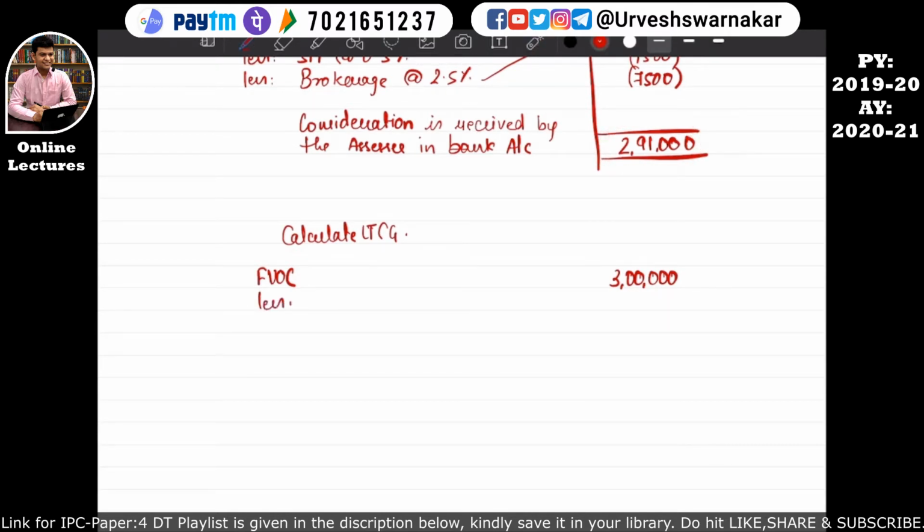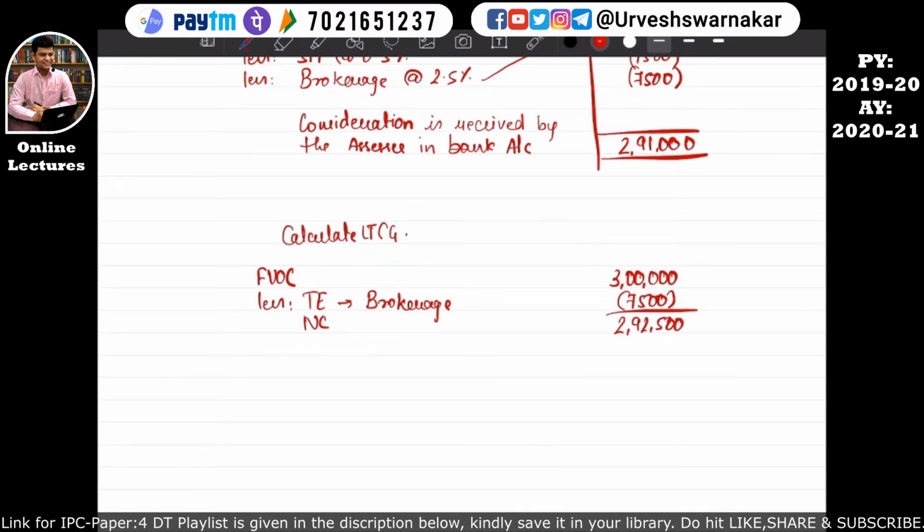And further, we can reduce transfer expenses, and transfer expenses include brokerage also. So brokerage of rupees 7,500 can be reduced from this full value of consideration, and finally we will find out our net consideration, which will be equal to 2,92,500. I hope this is quite clear to you all.